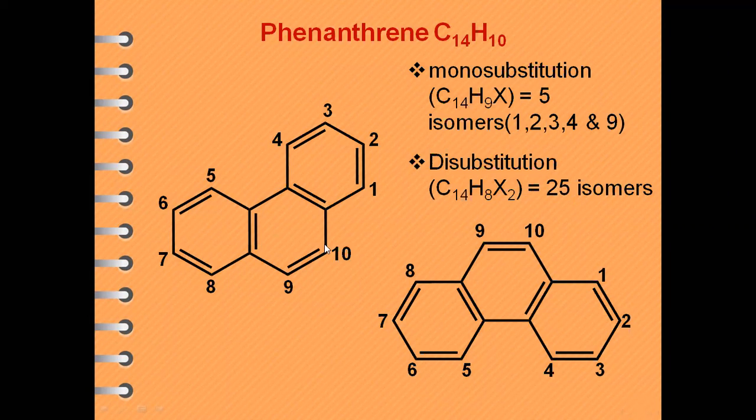Now if we are going to substitute both the positions 9 and 10, that is di substitution, we are going to obtain a higher number of isomers, that is 25 isomers, when the phenanthrene ring is di substituted.